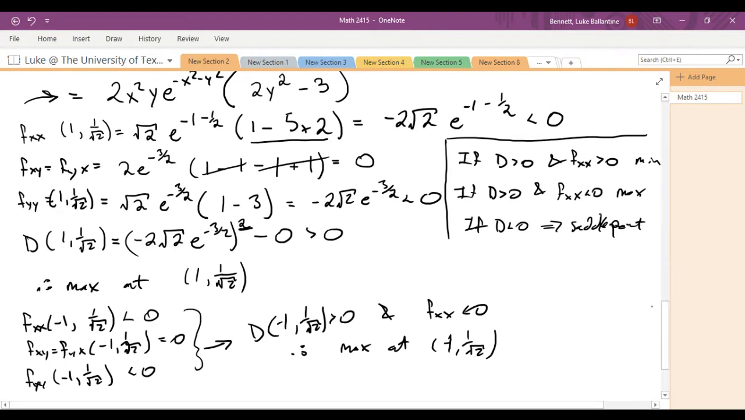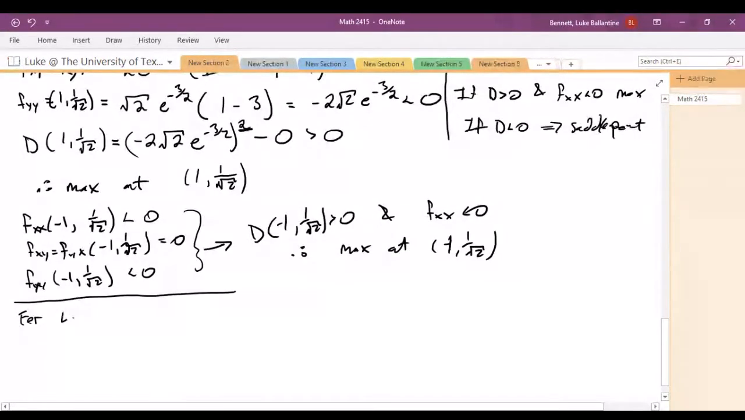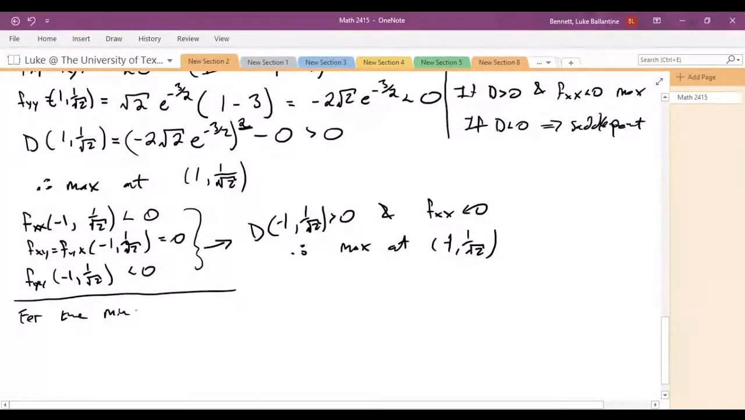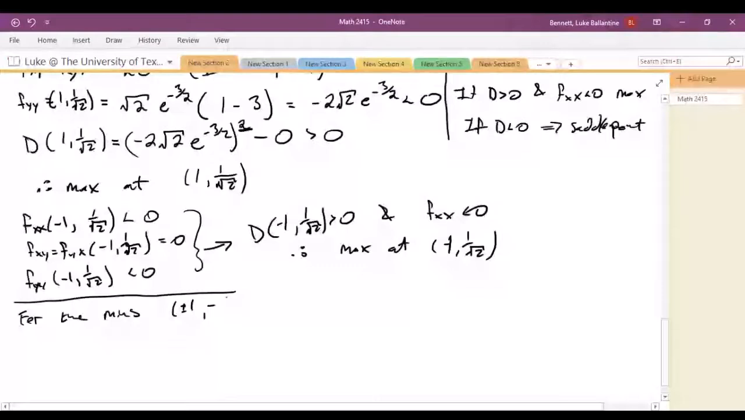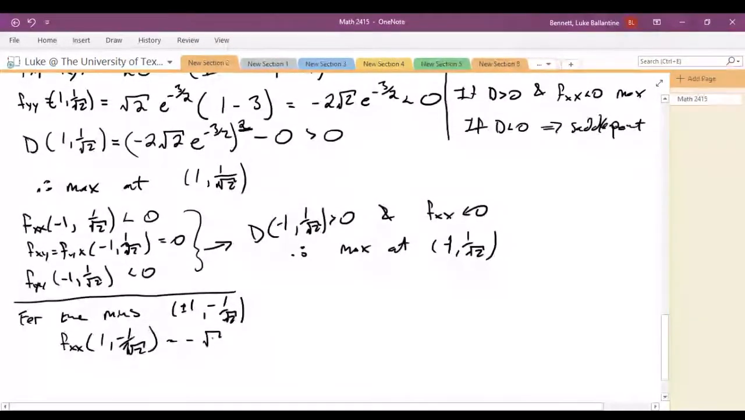So now we have to show the mins. I'm going to show one of them and do a similar one. So now for the mins, plus or minus 1, negative 1 over root 2. We have fxx at positive 1, negative 1 over root 2. We get negative root 2 e to the negative 3 over 2.